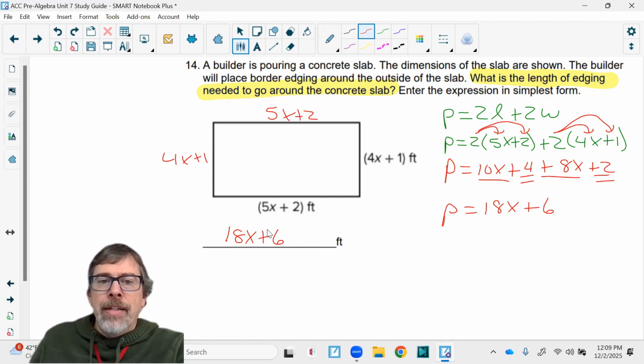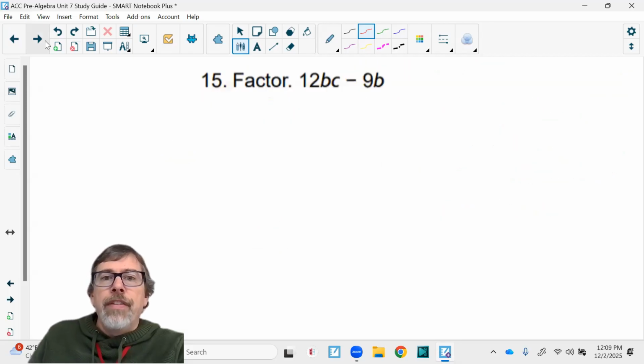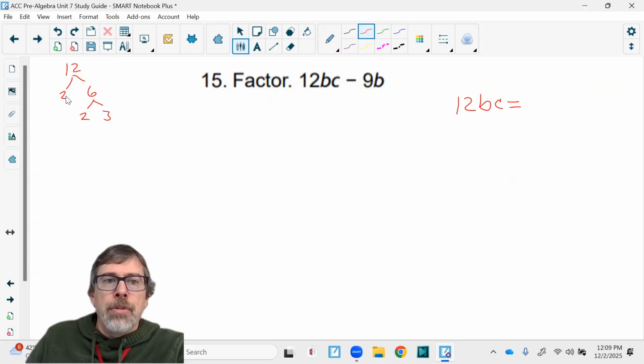That is it. It did not say to factor, but I could factor out a 6. 15, factor. So I'm going to show this as expanded. 12bc equals, and I'm going to do a factor tree of 12, which is 2 times 6. And 6 is 2 times 3, so it's 2 times 2 times 3. So it's 2 times 2 times 3 times b times c.